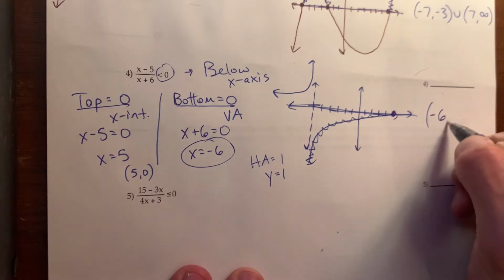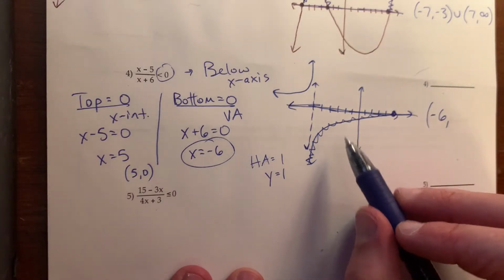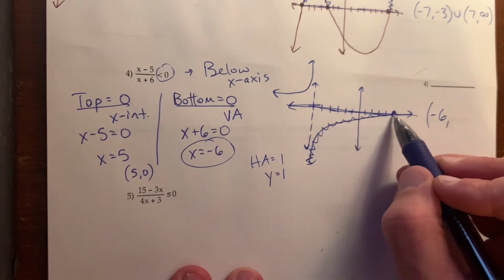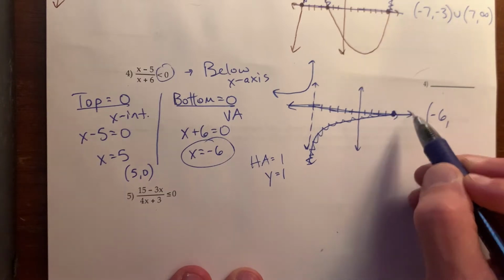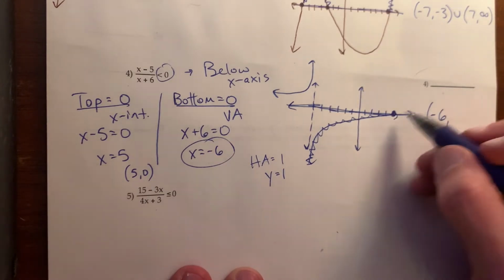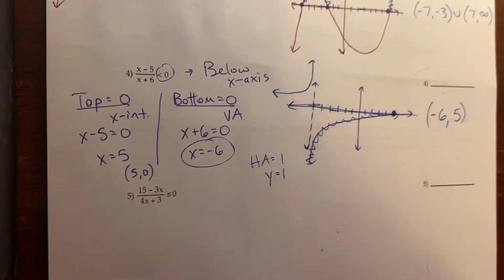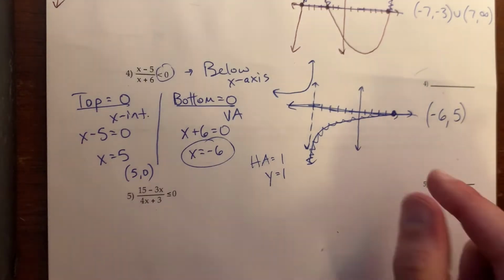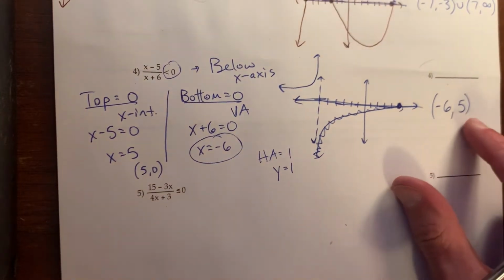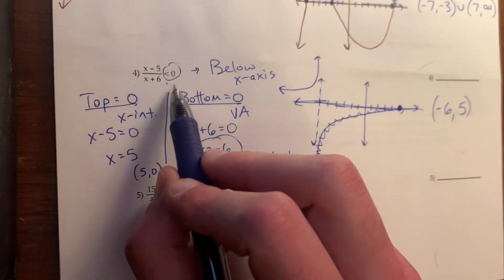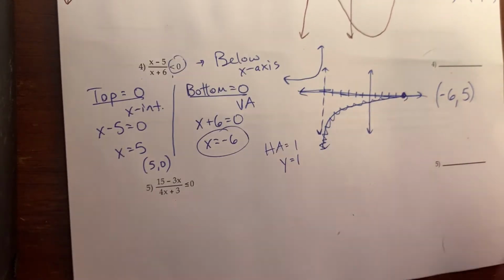So I would say from -6 to what? When does it stop being below the x-axis? That would be right here at the x-intercept, right? After that, it goes above for the rest of the time. At 5, on that x-axis, it goes above. So 5 is where it stops being below the x-axis. And again, no brackets, normal parentheses are fine, because it's just a less than.